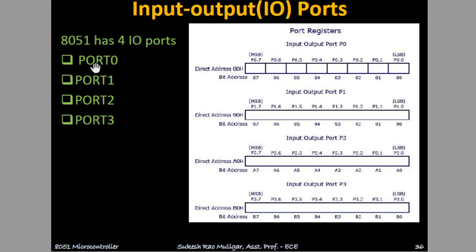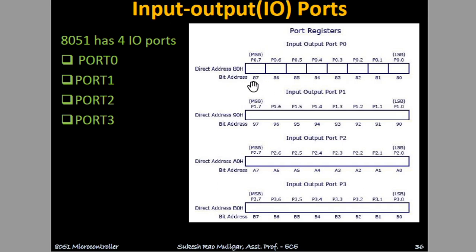And these ports are accessed by a register. Generally, if you want to reflect any IO status on the port, then you're supposed to write into the respective registers. There are registers in the SFR, the special function registers. Port 0, as you can see here, is at address 80H. 80H is also the address of the first bit of port 0. The second bit of port 0 is 81H. The third bit is 82H, and so on till 87H.